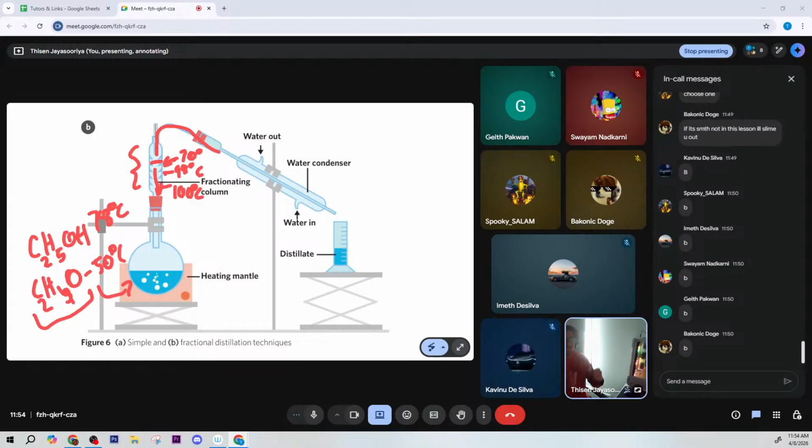So essentially, distillation is a separation technique which separates things based on the boiling point. Simple distillation is for two compounds that have very different boiling points. Fractional distillation is for multiple compounds with very similar boiling points. Yeah?